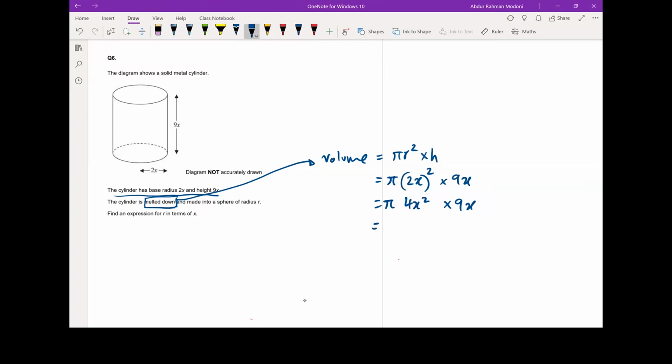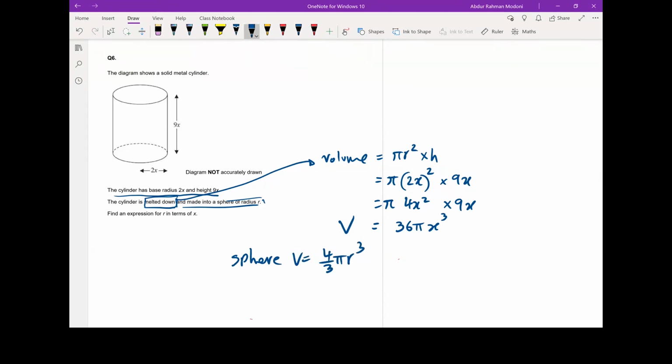Tidy this up a bit. Just some algebraic indices. 4 times 9, 36. Then we've got pi as well, and then x squared times x is x cubed. 36 pi x cubed is the volume of this cylinder. It's then made into a sphere of radius r. So let's write down the sphere volume. We know sphere volume is equal to 4 over 3 pi r cubed.